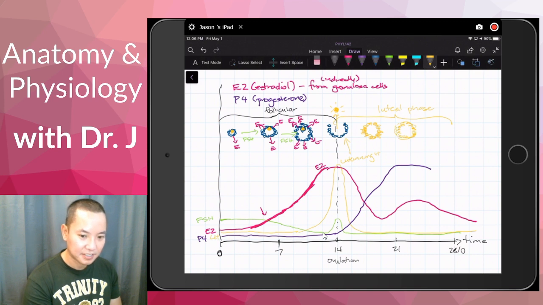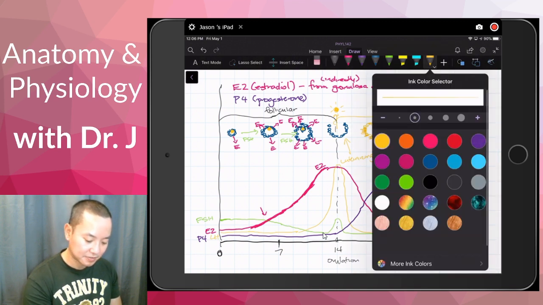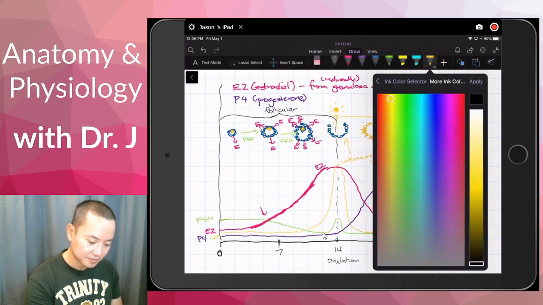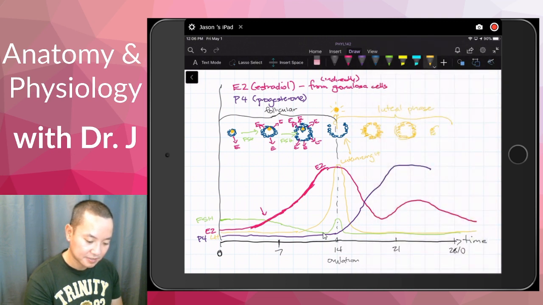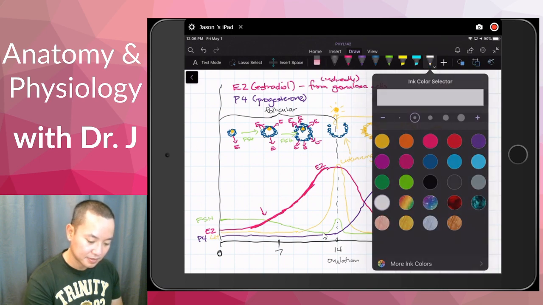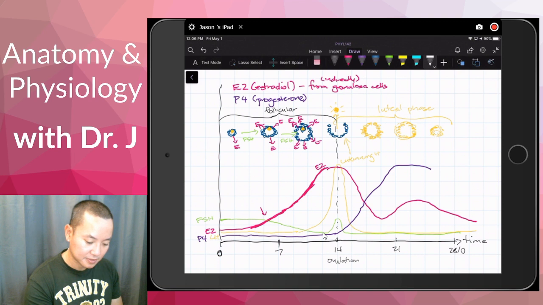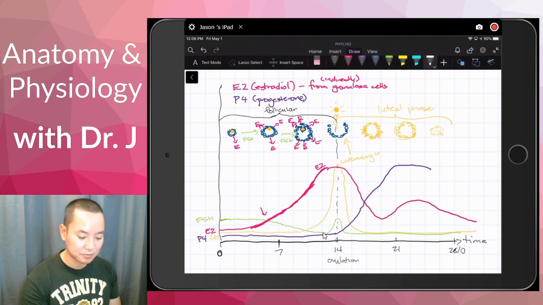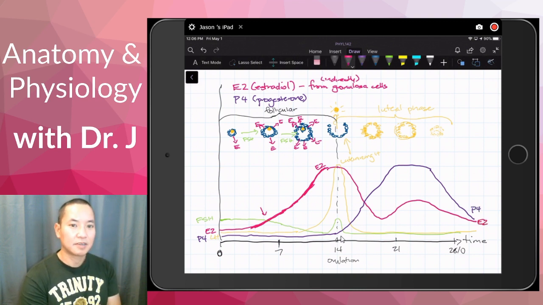It starts to mature, and then it becomes a paler version called the corpus albicans. Let's see if we can make it a little... Yeah, so the corpus albicans is that final structure. So once it becomes that spent corpus luteum, now it's a corpus albicans. Levels of both progesterone and estradiol drop. Now let's talk about progesterone.